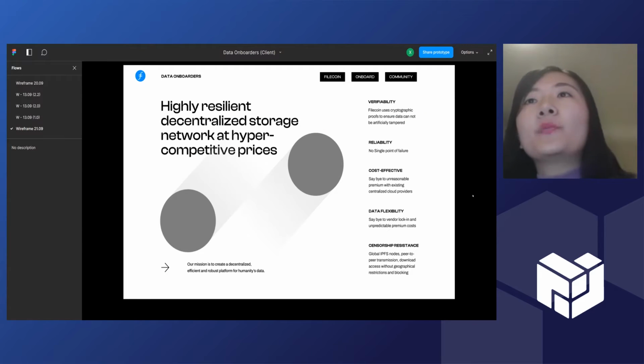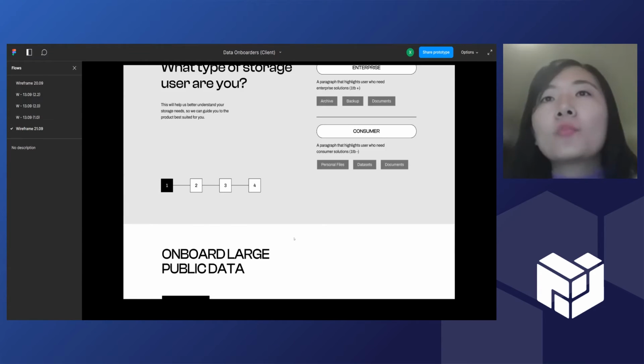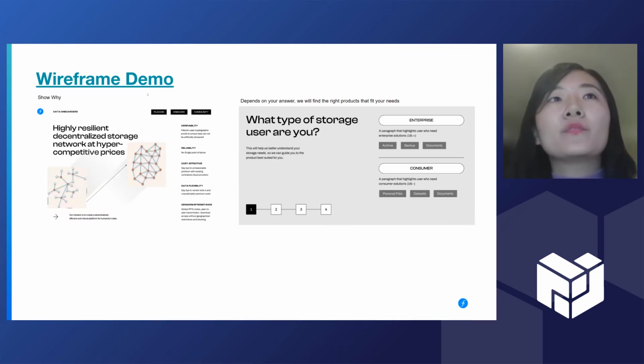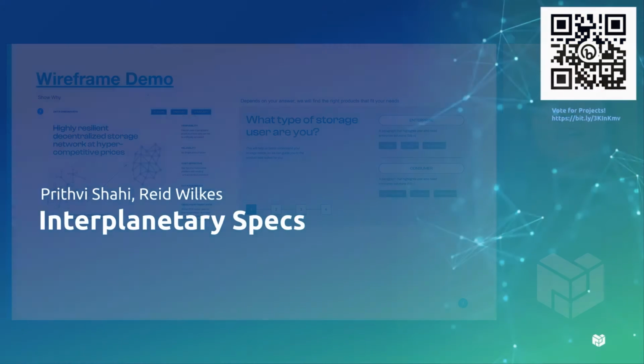So here is the preliminary website. This website is still in development and I'm really excited to see how these things will play out next month and eventually get more feedback.